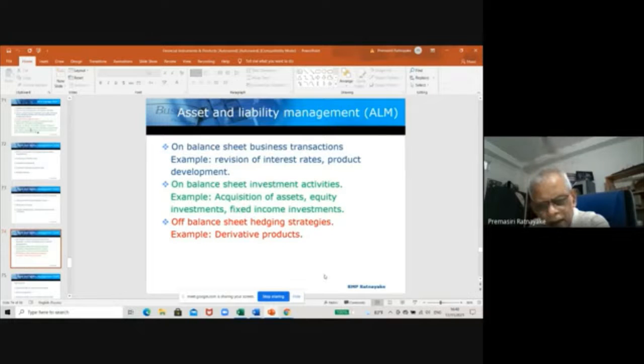So on-balance sheet business transactions, for example, revision of interest rates and product development. Then on-balance sheet investment activities, for example, acquisition of assets, equity investments, fixed income investments, like buying treasury bills and bonds. Then off-balance sheet hedging strategies through derivative products. We discussed interest rate swaps, futures contracts, and option contracts. The most widely practiced derivative in Sri Lanka is the forward foreign exchange contract, which is a derivative of the spot foreign exchange transactions.